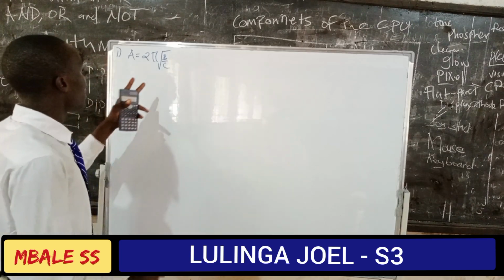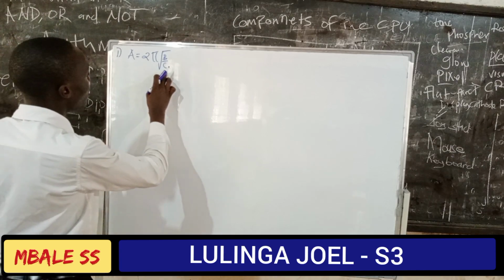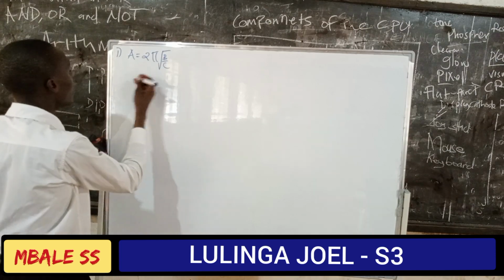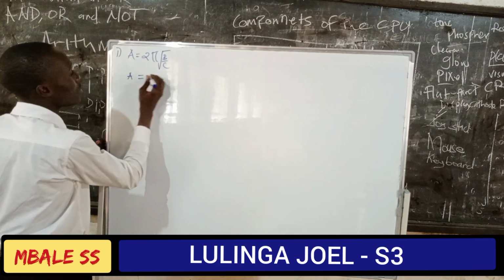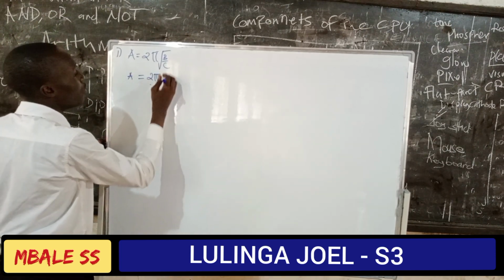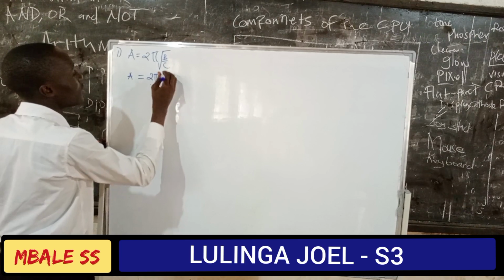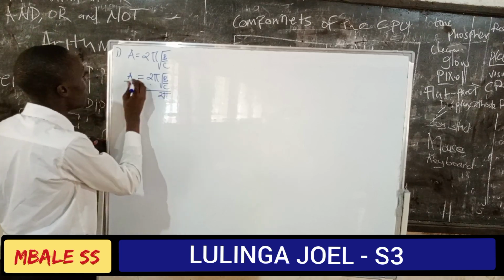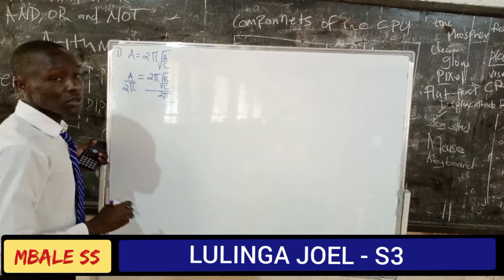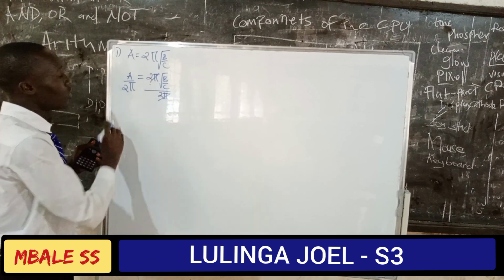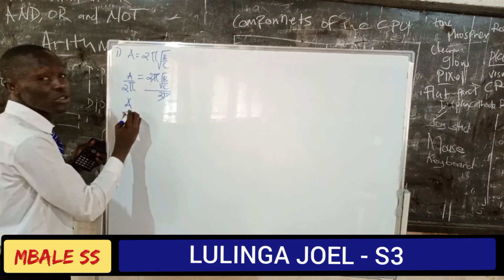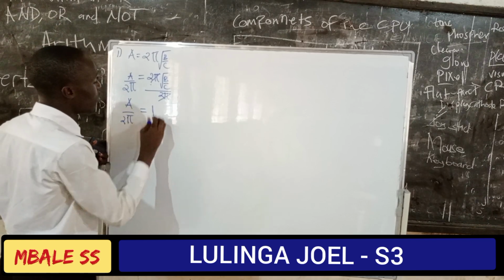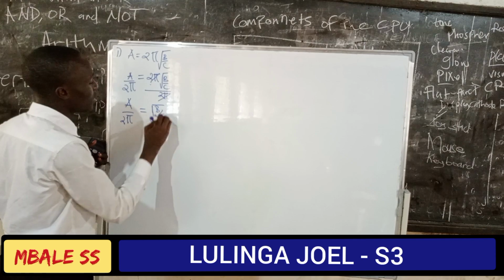Okay. So the first thing here, we are going to divide by 2 pi so that we eliminate it and put it on the other side of the equation. Let's first rewrite the equation: A equals 2 pi the root of B over C. So we shall divide by 2 pi on both sides, so that this 2 pi and this one will cancel out and we shall remain with A over 2 pi is equal to the root of B over C.